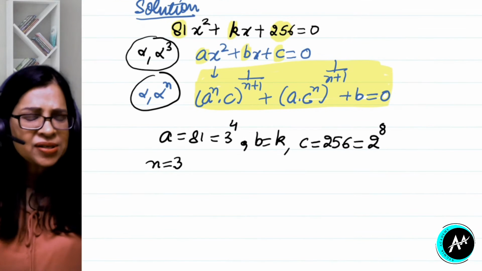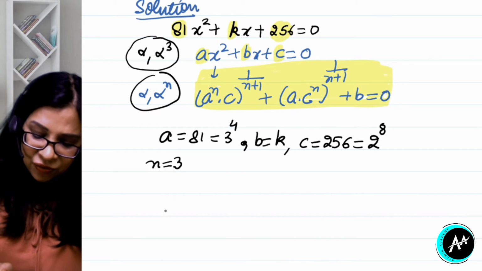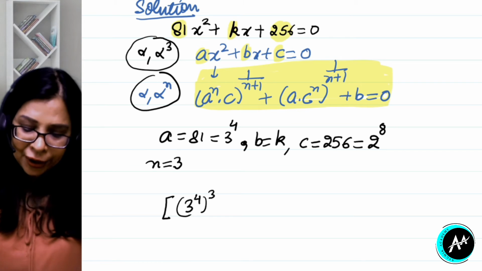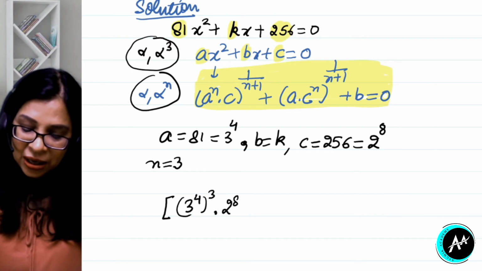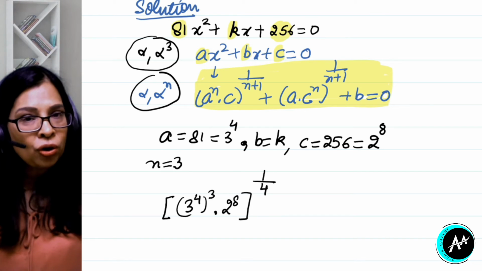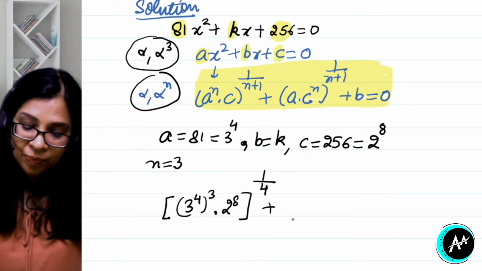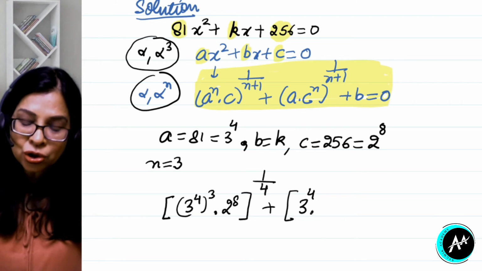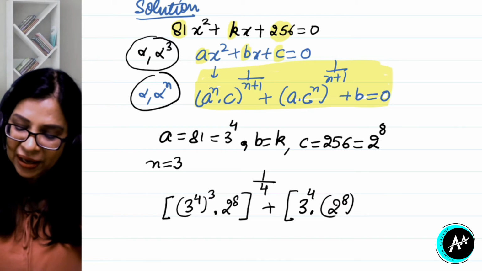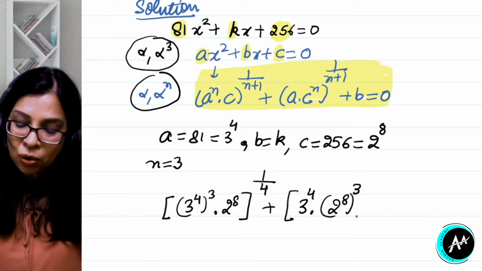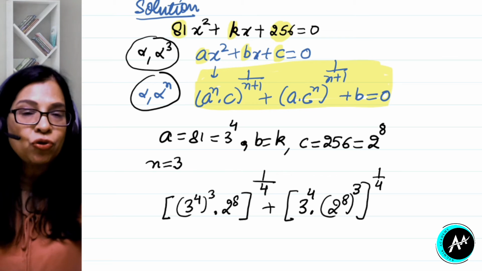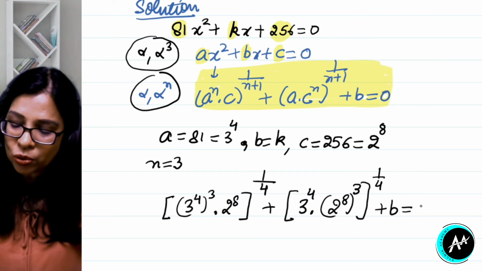It's so interesting to just put the values. So I have a raised by n, that means 3 raised by 4, n is 3, into c which is 2 raised by 8, then whole power 1 upon n plus 1, n is 3, so that means 1 upon 4. Let us take the next term: a is 3 raised by 4 into c raised by n, c is 2 raised by 8, whole power n means 3, and then whole power 1 upon n plus 1, since n is 3, it is again 1 by 4. And I have plus b equal to 0.